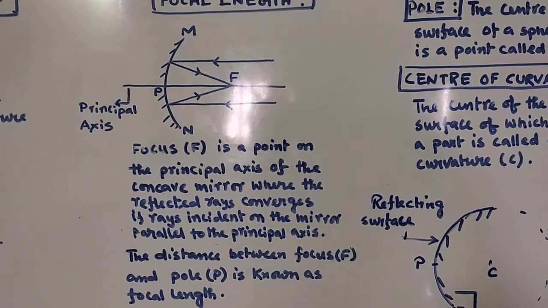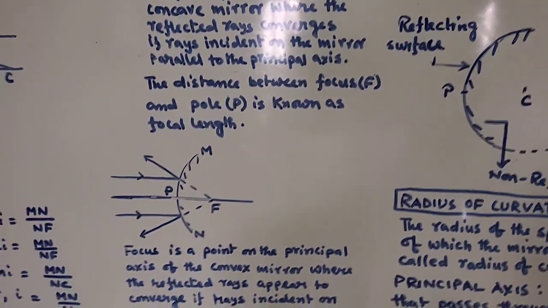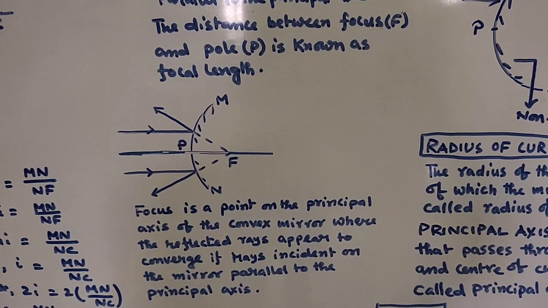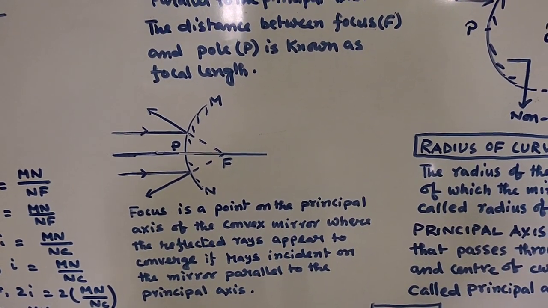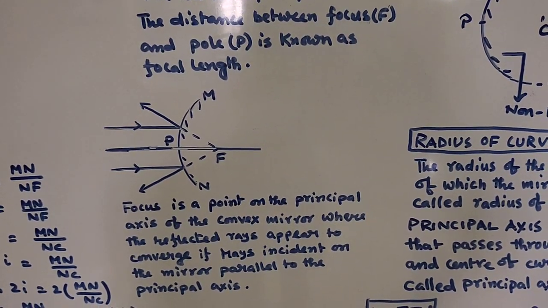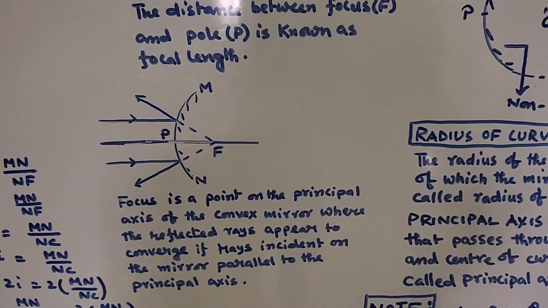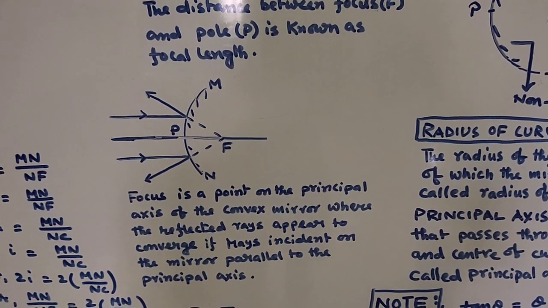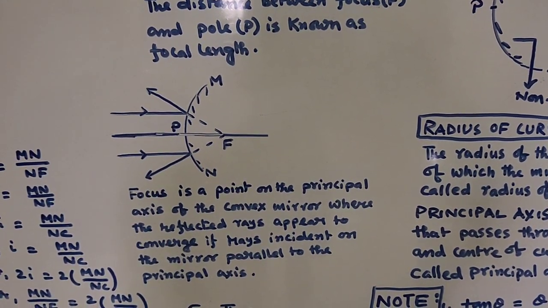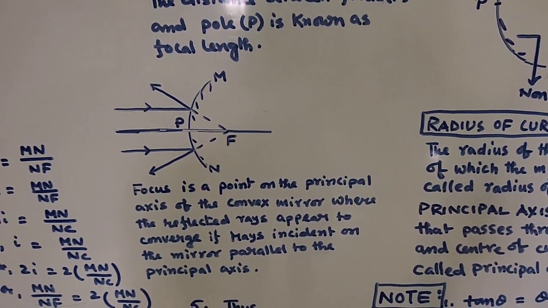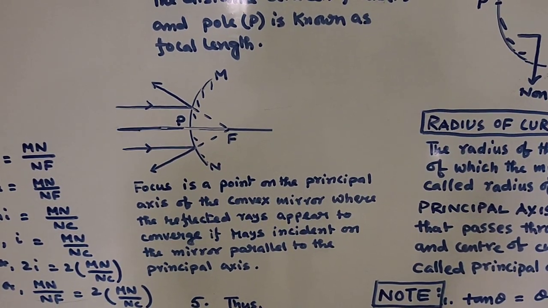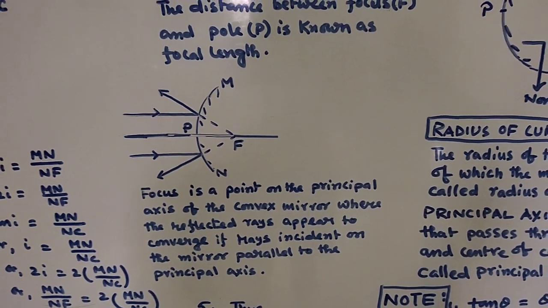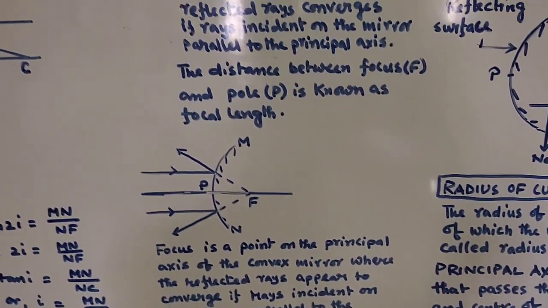So this is in the case of the concave mirror, and let me try to define it in the case of the convex mirror. A convex mirror is basically a diverging mirror. Focus is a point on the principal axis of the convex mirror where the reflected rays appear to converge. It does not actually converge. It appears to converge if rays are incident on the mirror parallel to the principal axis. And definitely the distance between pole and focus is nothing but the focal length.